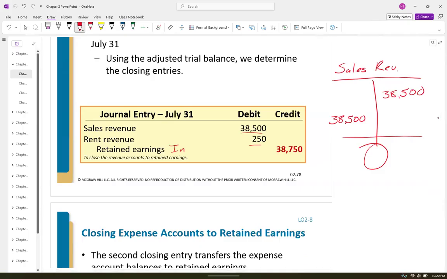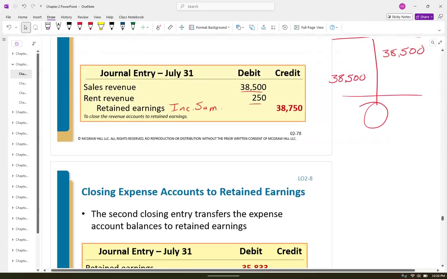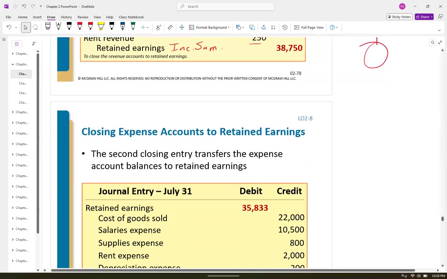Sometimes they'll use that temporary account called income summary. We use that in principles. They could use it. It doesn't really matter either way. It probably saves another journal entry by taking it straight to retained earnings.